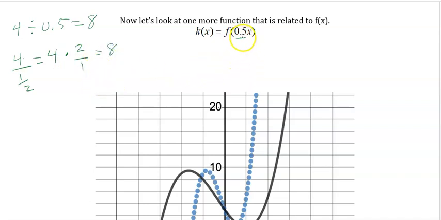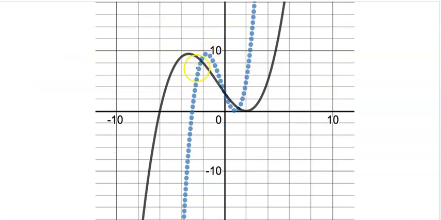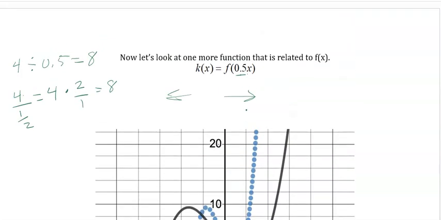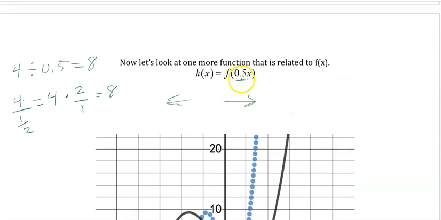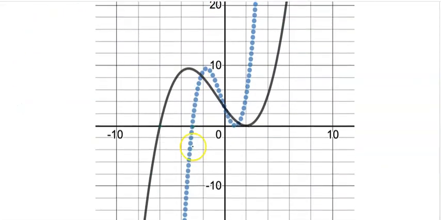So in this case, because this number is positive and smaller than 1, I'm actually going to expand my graph left and right. And if you look at this, there's the original. Originally I had a point at -3, 0. It is now at -6, 0. -3 divided by a half is -6. My point at 1, 0 is now at 2, 0. 1 divided by a half is 2. So this will expand by dividing each x-coordinate of my original function by 0.5 and making that the new x-coordinate of my new graph.